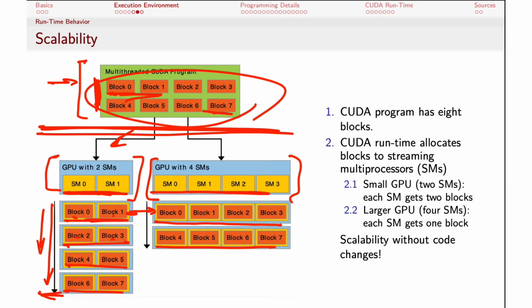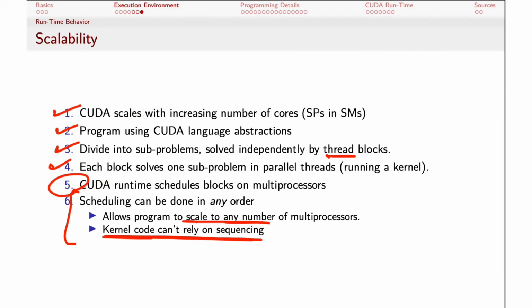Our kernels have to be written as if they're just independent pieces of code that are going to solve a specific subset of the problem without any dependency on ordering. If we somehow introduce that kind of a dependency, it's not going to work properly. So that is kind of the cost we're paying for this ability to scale up to any number of multiprocessors.